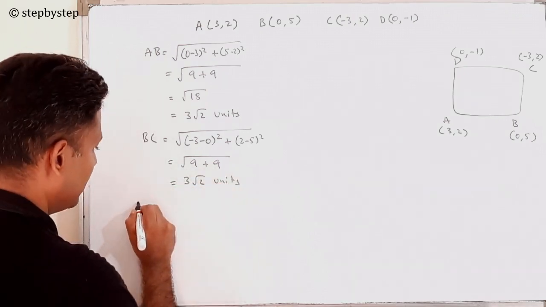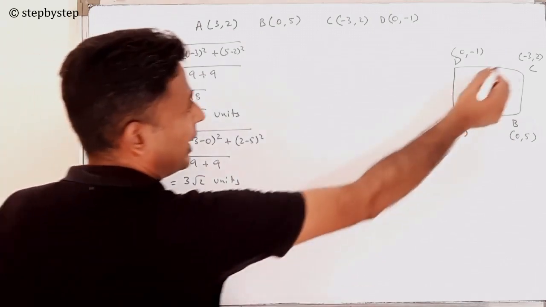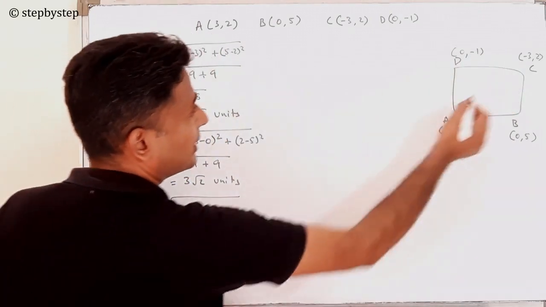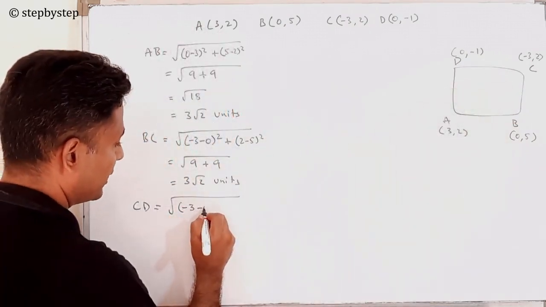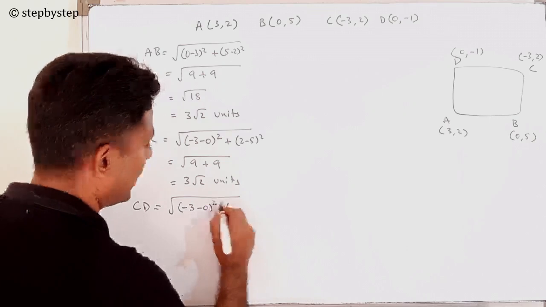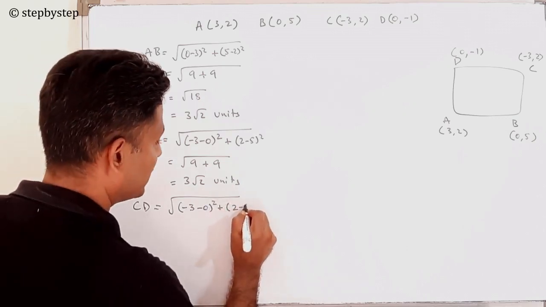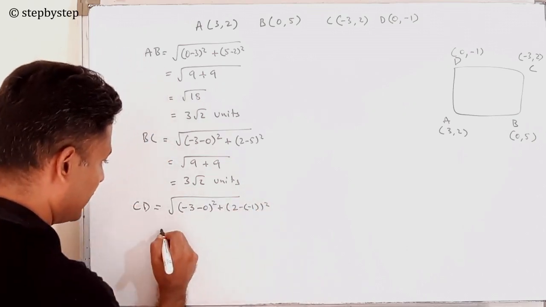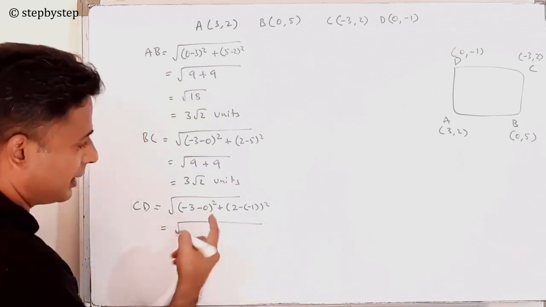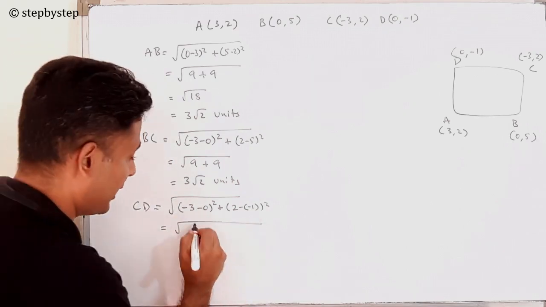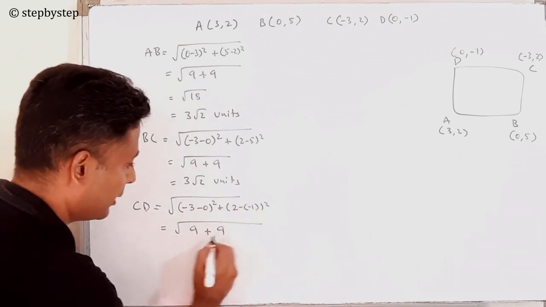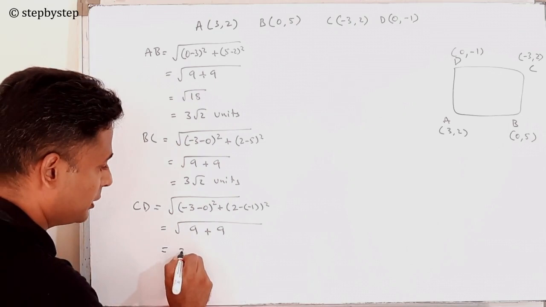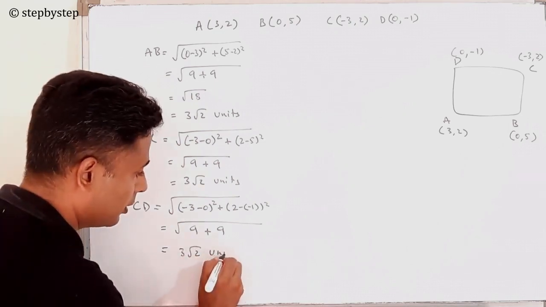Then we find CD. I'll take this as x2, y2. So x2, that is minus 3 minus 0 whole square plus 2 minus of minus 1 whole square. So what do I get? Minus 3 minus 0, minus 3 square 9, plus 2 minus of minus 1, 2 plus 1, 3 square 9. Again I am getting root of 18 which means it is 3 root 2 units.